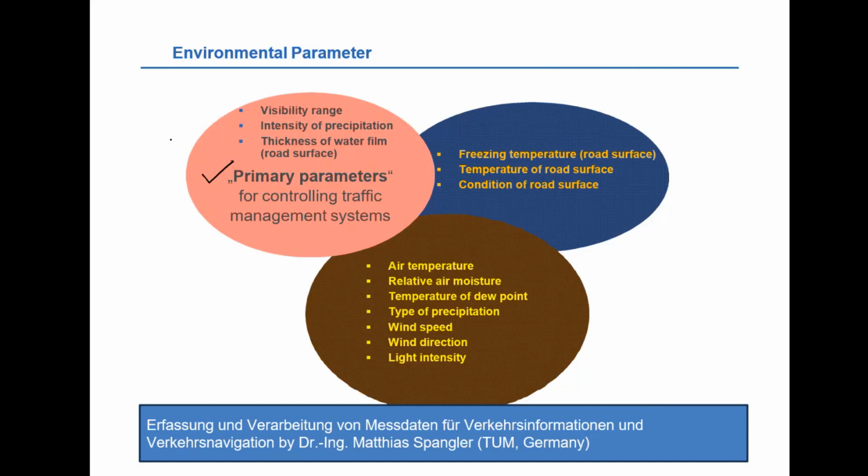So we might have the visibility range issue, and then the intensity of the rainfall or precipitation, and the thickness of the road surface water film which exists on the road, in millimeters. And then we will also try to understand the different conditions related to freezing temperature, the road surface temperature, and of course the different types of road as well.